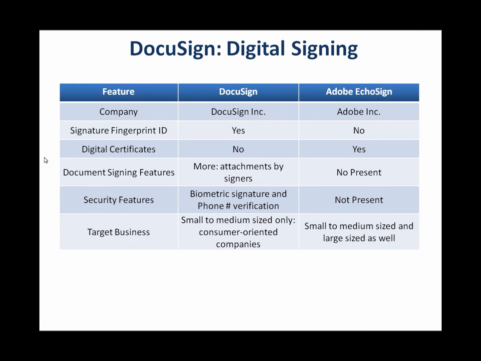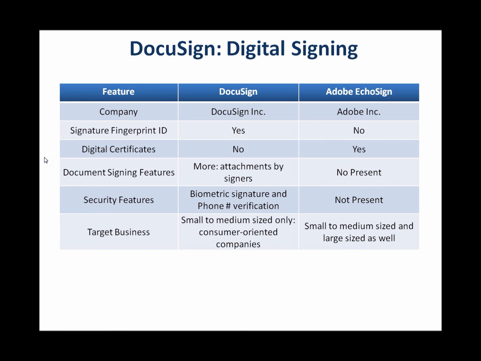This is a comparison of DocuSign and Adobe EchoSign. The company for DocuSign is DocuSign Incorporation, and for Adobe EchoSign, it's Adobe Incorporation. Adobe purchased EchoSign Web Services. In DocuSign, every signature has a fingerprint ID associated with it, which is also displayed to the user, and this feature is absent in EchoSign. EchoSign has digital certificates, but DocuSign does not.